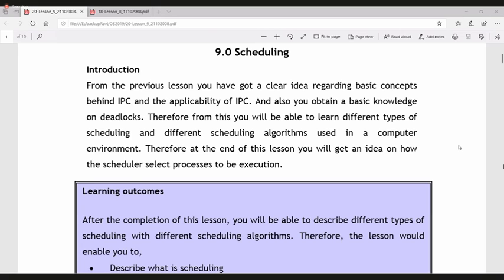Therefore, from this lesson, you will be able to learn different types of scheduling and different scheduling algorithms used in a computer environment. To avoid deadlocks and other such problems, we need proper scheduling. That's why we are going to learn about this: scheduling of processes.